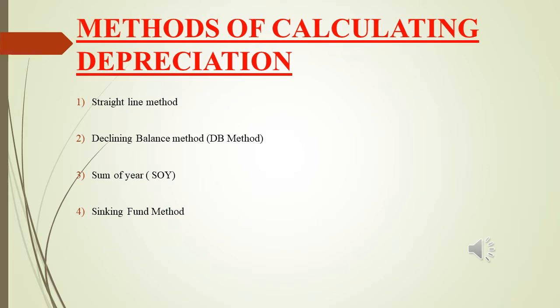Similarly, the second method is declining balance, that is DB. The fourth method is called the sinking fund method. These are the four methods of calculating depreciation, and all four are quite simple, but they have little changes. So let's see what these methods are and how you solve problems on each method. Let's start with the first one, the straight line method.